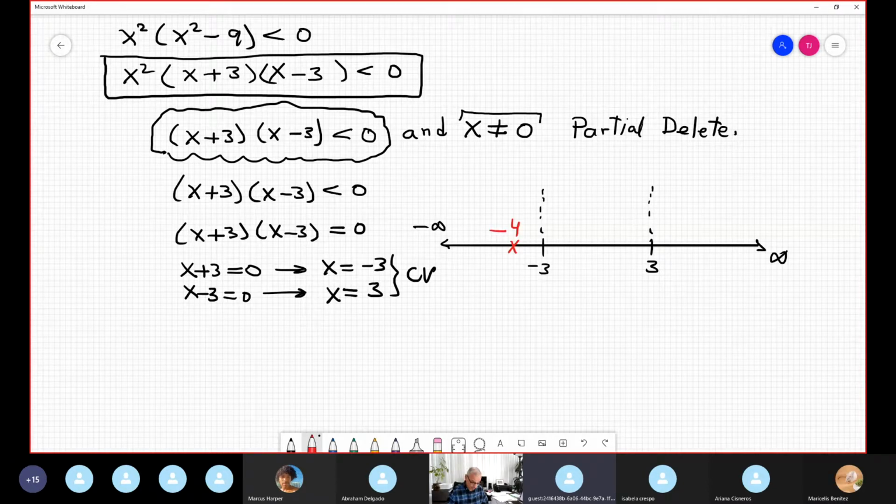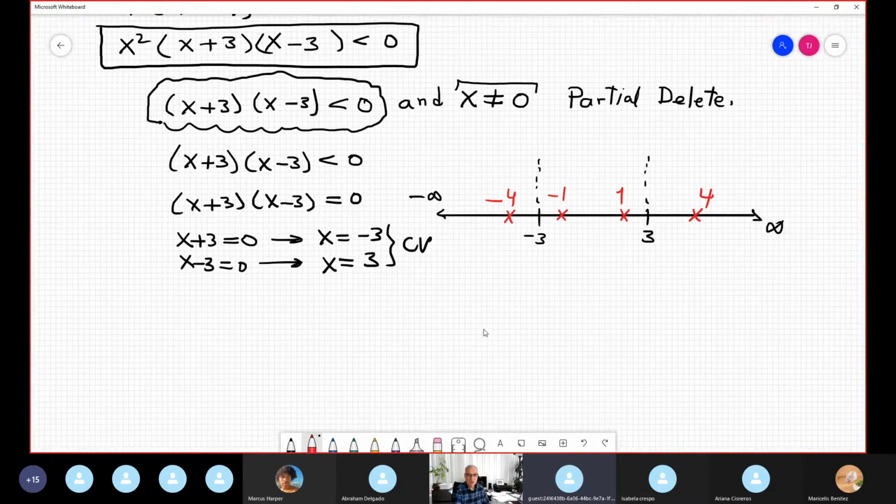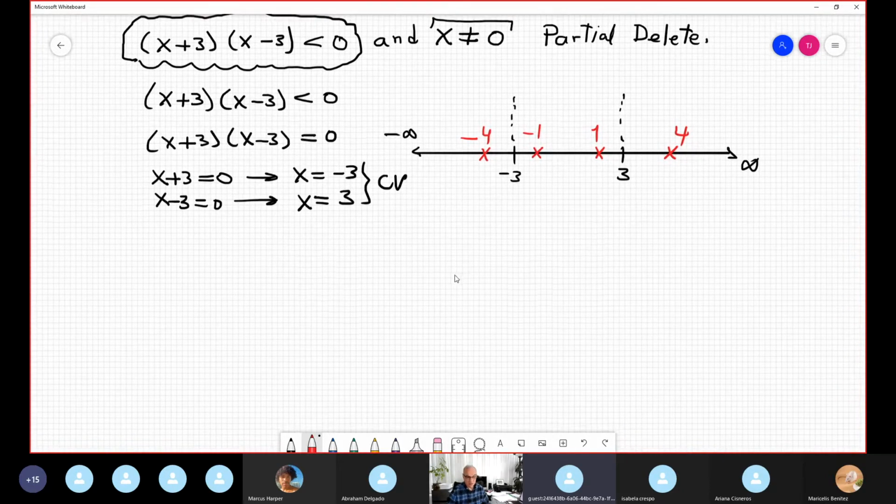I select negative 1 maybe. Or positive 1. Positive 1 is good. I select positive 4. Just in case, to make sure, because something will happen in 0, that is the restriction, I select negative 1. But in my opinion, not necessary. But let's do it, because I am not sure. I need to make sure it's the same behavior.